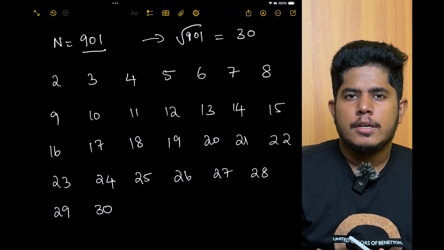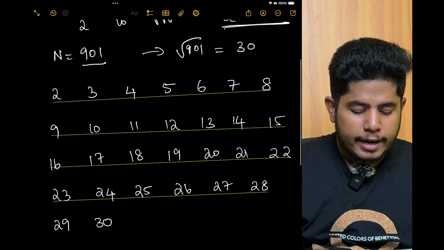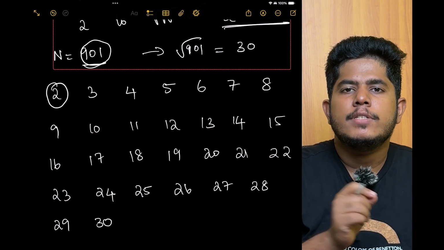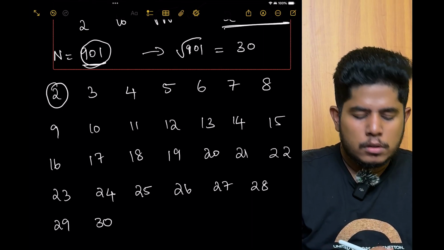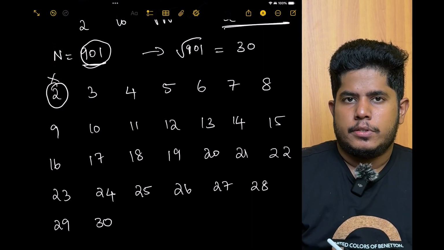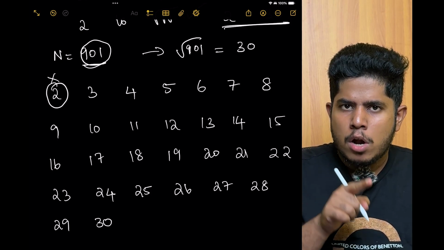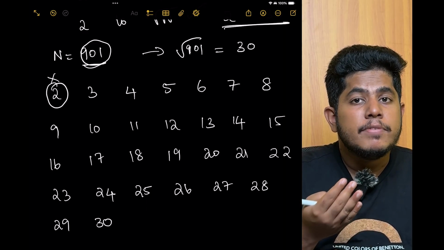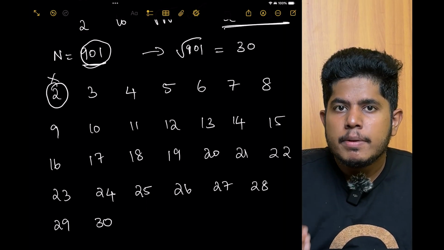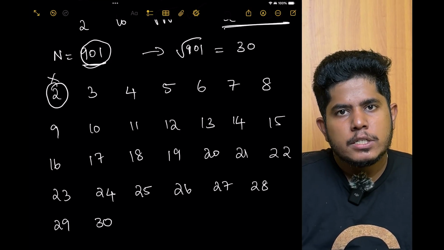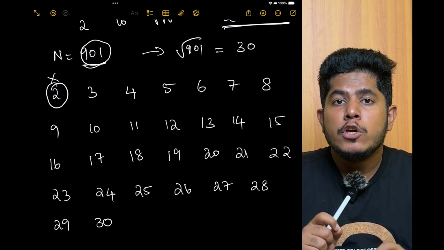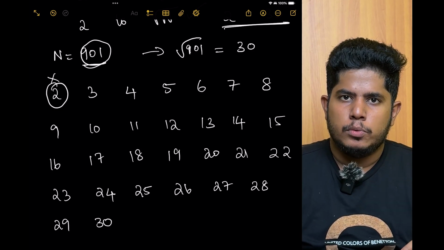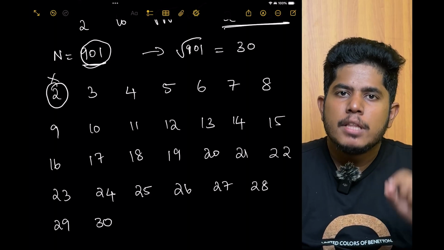And now what is the procedure? Step 1. Let's check whether 901 is divisible by 2. Is 901 divisible by 2? No, it is not. Now the question is, if any number is not divisible by 2, will it be divisible by 4? Will it be divisible by 6? Will it be divisible by 8? Will it be divisible by any of the multiples of 2? No, it will not be. If a number is not divisible by 2, it will not be divisible by any of the multiples of 2.